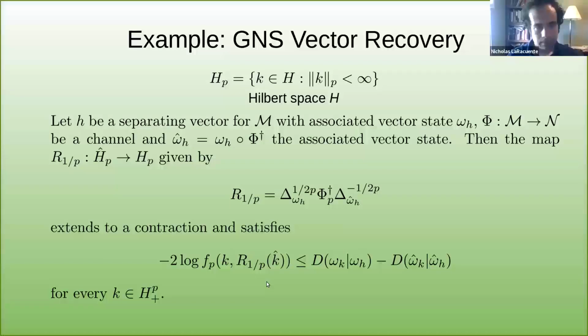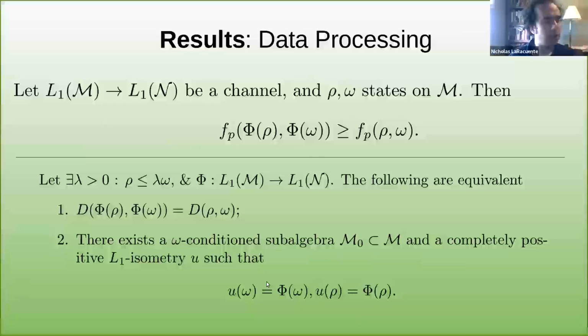And finally, we get some extra results on data processing type inequalities. So first, if we have a channel from L1 spaces onto algebras M and N, then there is a data processing inequality for the p-fidelity, which says that if you apply a channel to both states, they could only end up looking more similar at the end. Again, this is in line with what we saw with relative entropy and with trace distance, but now we've confirmed it for all of these p-fidelities.